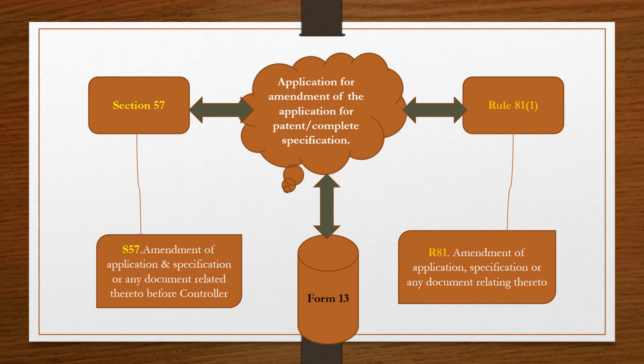Form number 13 has the title Application for Amendment of the Application for Patent or Complete Specification. That means we need to apply for the amendment of the application or the complete specification. The related section is 57 and the related rule is Rule 81, Sub-rule 1. Section 57 has the title Amendment of Application and Specification or any document related thereto before the controller. Similarly, Rule 81 says Amendment of Application, Specification or any document relating thereto.